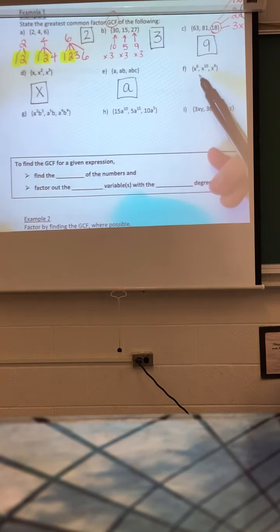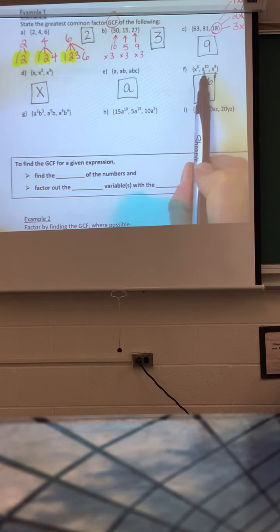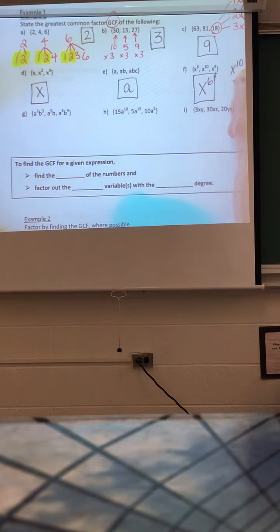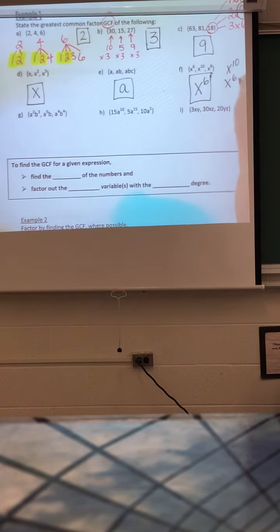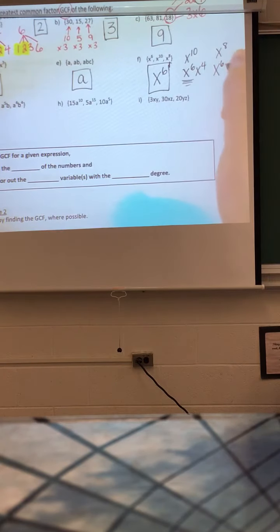Let's look here. x to the power of 6, x to the power of 10, and x to the power of 8. What do they all have in common? Well, all of them are going to have x to the power of 6 in them, okay? Because this is x to the power of 10. So that's the same as saying x^6 and x^4, right? Because we would add those together to give us 10. So there's my x^6. Okay, and same thing with x^8. x to the power of 8 would be x to the power of 6 times x to the power of 2. Okay, and there's our x^6, that is the greatest common factor.